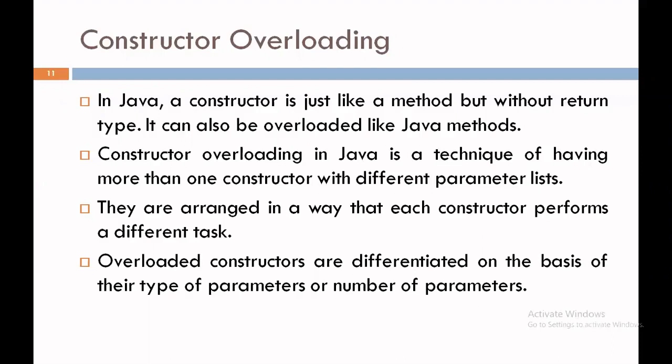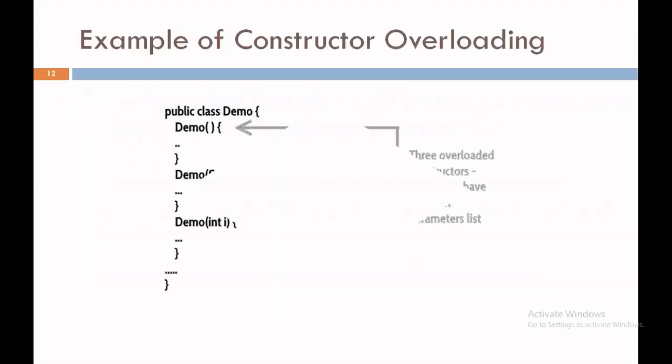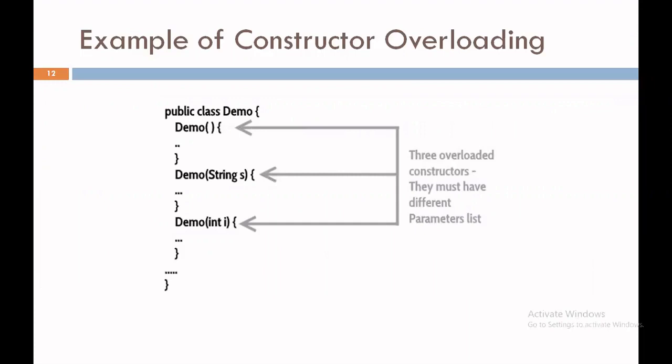So this is about constructor overloading in Java. Let's see one example of constructor overloading. This is the example of constructor overloading in which I use the class demo. We all know that constructor overloading is not much different than method overloading. In method overloading, you have multiple methods with the same name but different signatures. Whereas in constructor overloading, you have multiple constructors with different signatures. The only difference is that a constructor does not have any return type.